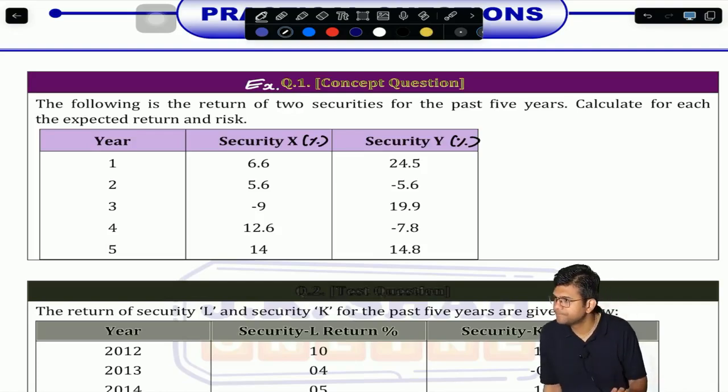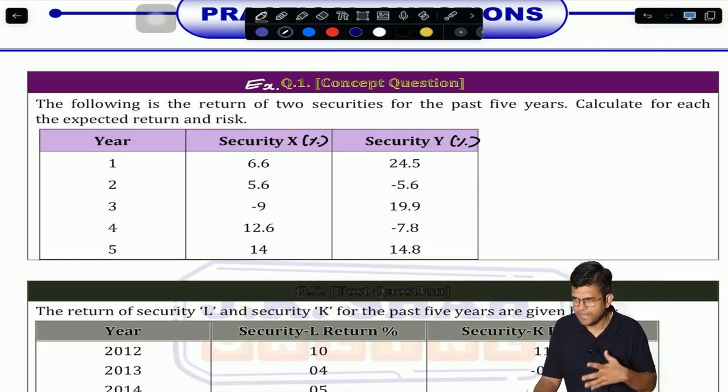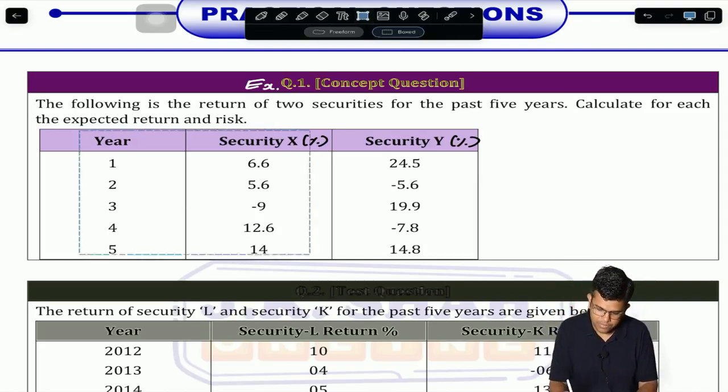Done? Okay, so I will explain it. I will explain everything about security X first, then you copy it, then security Y you try on your own, okay?